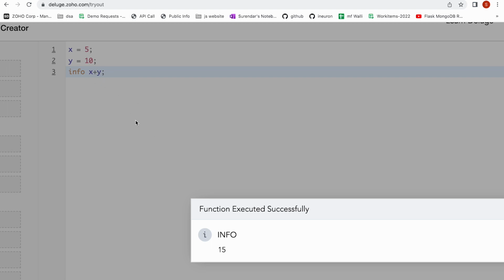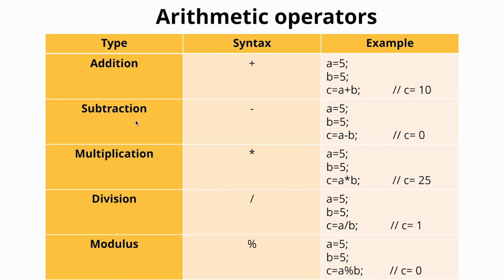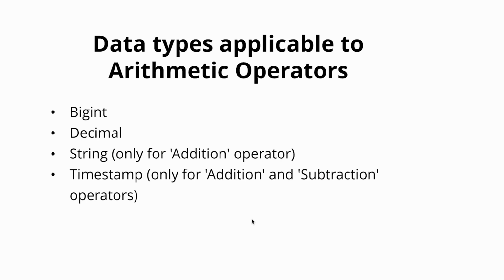There are certain operators which can be used on other data types as well along with arithmetic operators. For example, the plus symbol can be used on the string data type as a concatenation operator, and the minus operator sometimes can be used on datetime functions as well. But multiplication, division, and modulus are specific to numbers. Okay, so that is with the arithmetic operator. Most commonly used data types for arithmetic operators are decimal, big int, strings only when there is an addition operator, and timestamp only when there is the addition or subtraction operator.